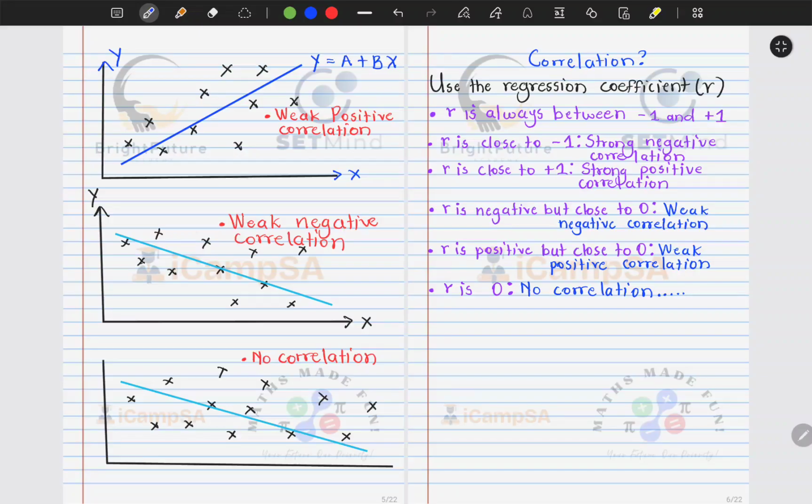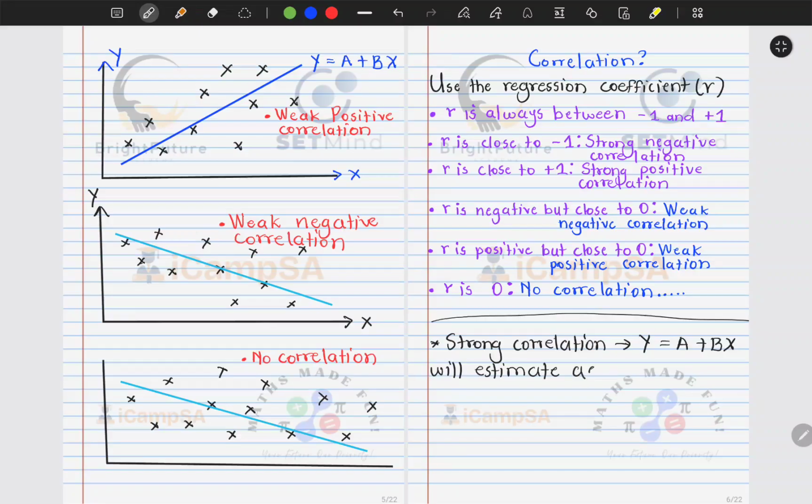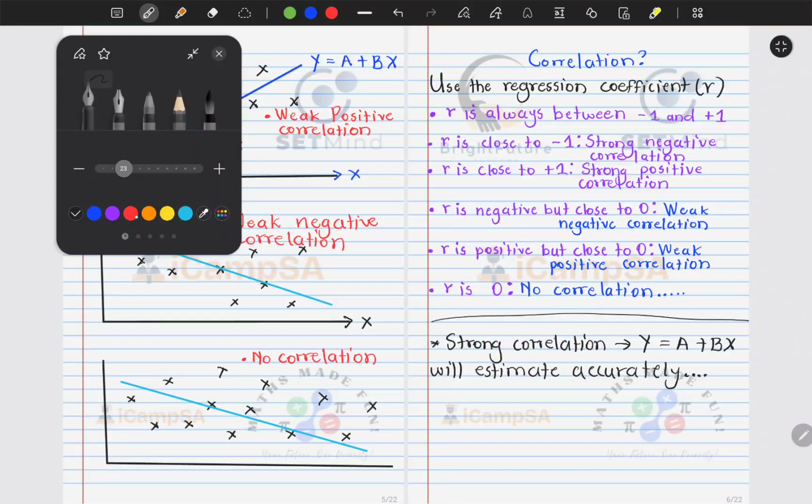Okay. So with this understanding of correlation, we now are in a position to be able to engage in questions. But before we do that, you just need to note that whenever we have a strong correlation, it means our equation y = a + bx will estimate whatever we are looking at accurately. Okay, that is what it means when we have a strong correlation. So just keep that in mind and you will see when we start doing problems.